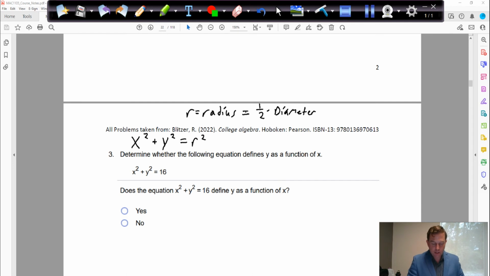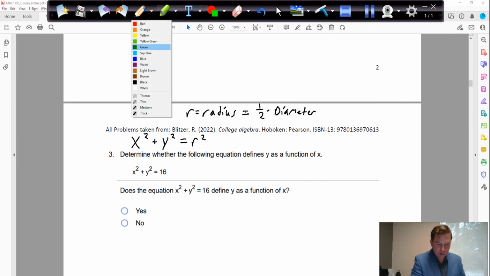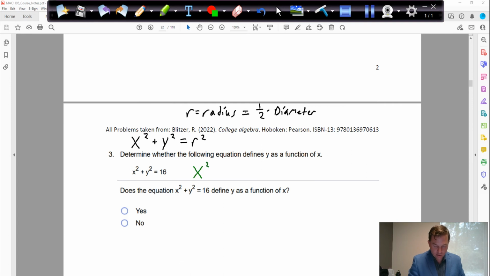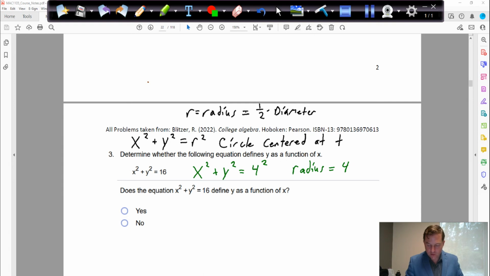Okay, so if we have this lined up like this, then I can tweak this equation ever so slightly and say, okay, this is x squared plus y squared, but on the right, instead of 16, let's make it 4 squared. And then we can see that this is a radius equal to 4. I should put something here as well, that this is a circle centered at the origin. So that's important too. Okay, so let's see what this thing looks like.